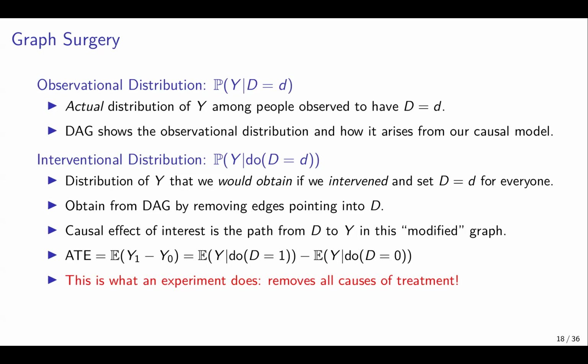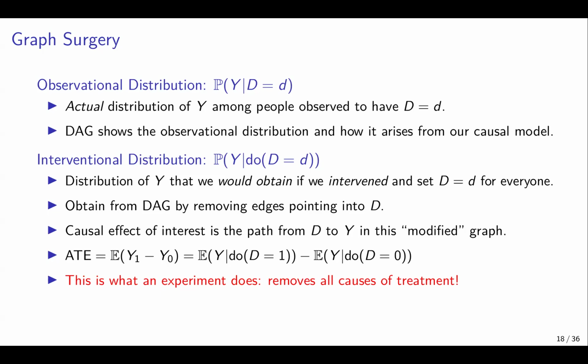How do we get the interventional distribution? Well, we perform surgery on our DAG. We obtain it by removing the edges pointing into D. So I'm going to say that again because it's kind of the crux of the matter. The observational distribution is the thing that the DAG actually encodes. It shows how our causal model gives rise to all the dependencies between all the different variables. And in particular, it's going to imply a distribution of Y given D. The interventional distribution, on the other hand, is what we get if we go to that DAG and we remove, so we cut out, any edges pointing into D. That's going to give us a new DAG.